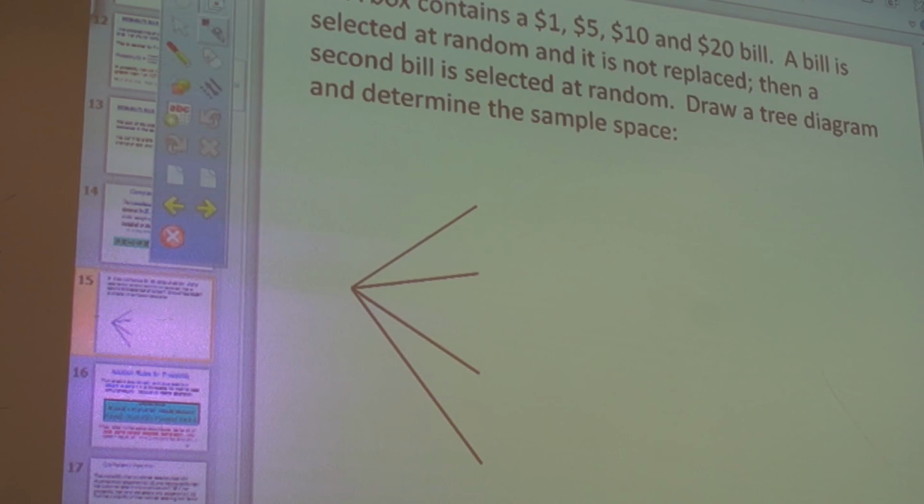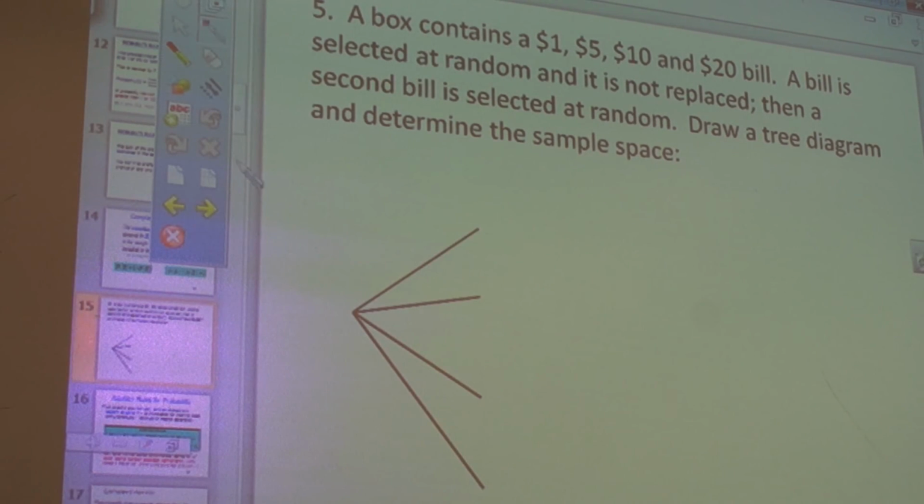All right, grab problem number 5. I have a box that contains a $1 bill, a $5 bill, a $10 bill, and a $20 bill. Just those 4 bills, one of each. That's it. I'm going to draw one. I'm going to keep it. I'm not going to replace it. And then I'm going to draw another one. And that's it. I'm stopping. I'm only drawing 2. I'm not drawing all of them. I'm going to draw one, keep it, and then draw another one.